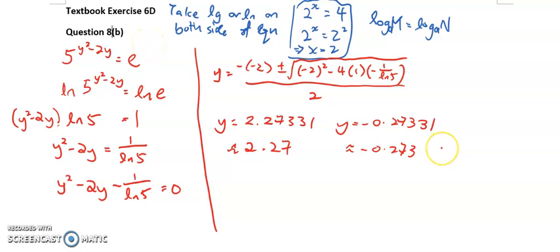That's why we reject this negative answer, and we only have 2.27 as our answer here for question 8b.